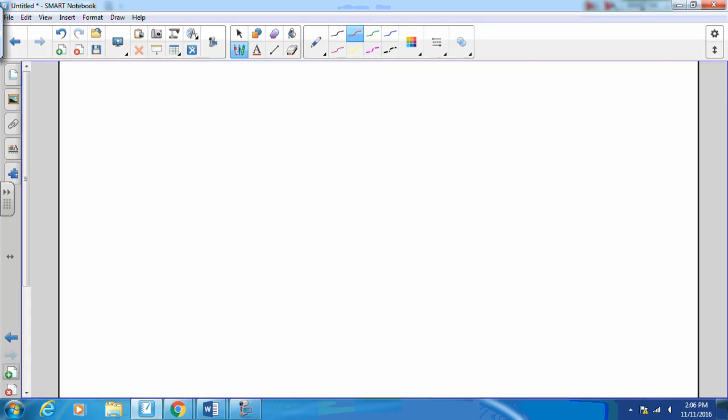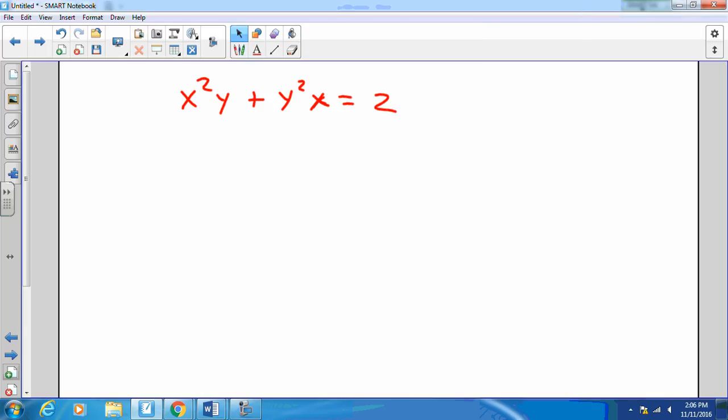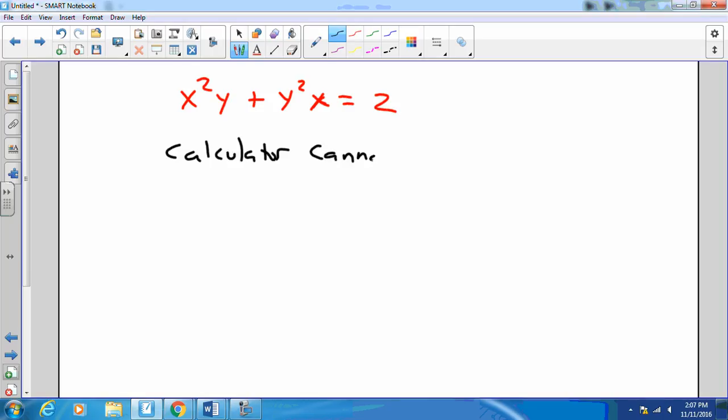Okay, so let's take a look at another one. Let's imagine that we have an interesting curve: x squared y plus y squared x is equal to 2. Interesting. Now here is an unfortunate fact about your calculators. Your calculators are not going to be able to graph this because you can't put it in the form y1 equals. So in general, these relations between x and y will not be graphable on your calculator.